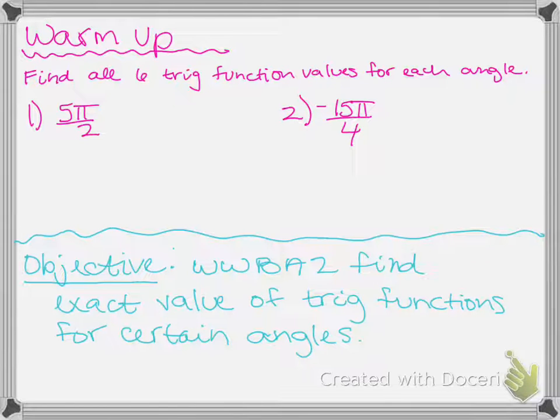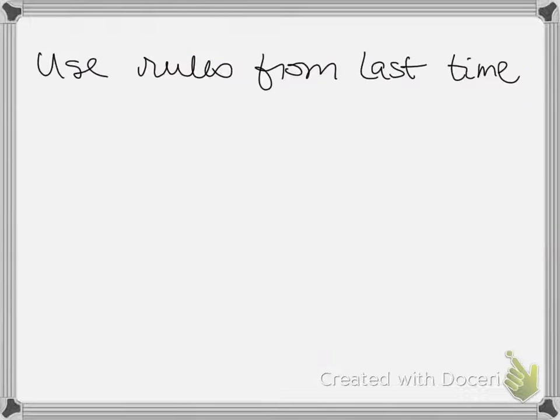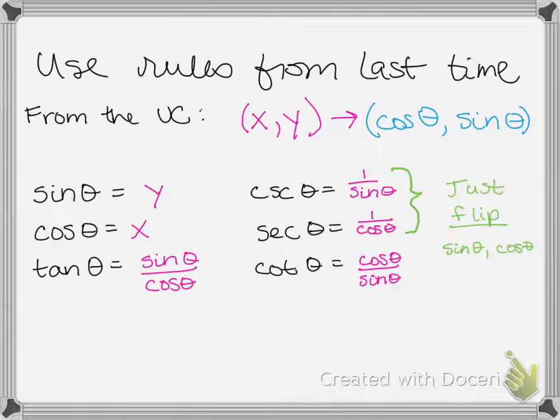Our objective today is we will be able to find the exact value of trig functions for certain angles. Basically, we're doing what we did last time, only this time instead of finding all 6 trig functions for every problem, we're only finding the one they're asking us to look for. We're going to use the rules from last time.